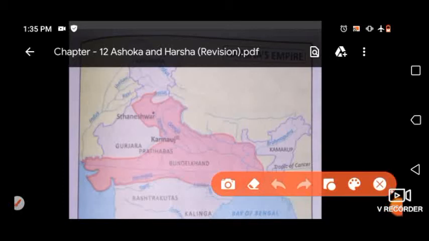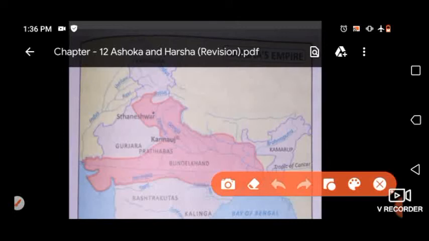Harsha's father was the king of Thaneshwar, and when he died, Harsha's elder brother became the king. When his elder brother died, Harsha became the ruler of Thaneshwar. He was only 16 years old at that time.